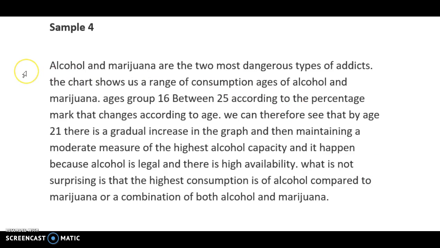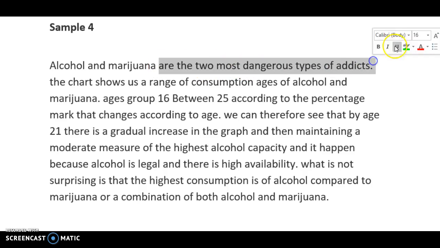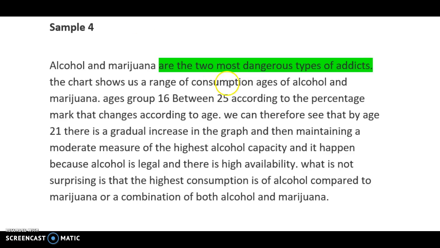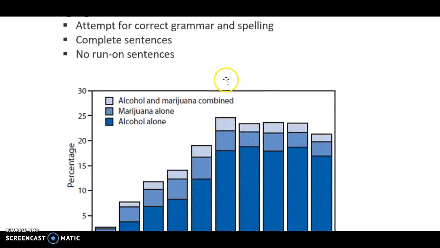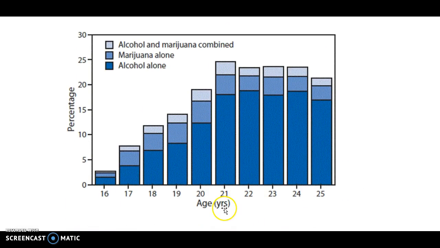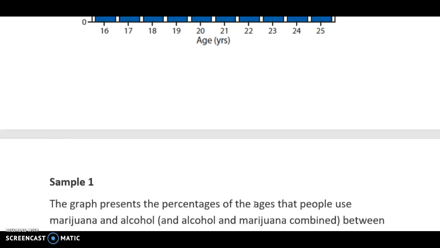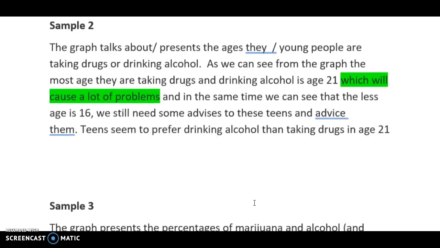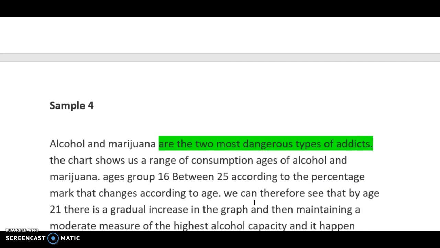And let's look at the first topic sentence. First sentence: Alcohol and marijuana are the two most dangerous types of addicts. Well, what's the problem here is this. There's nothing in our graph that talks about addicts. It says the age. It doesn't say that there's any issue here of addiction. So the topic sentence, which gives us the topic of the graph, is incorrect.